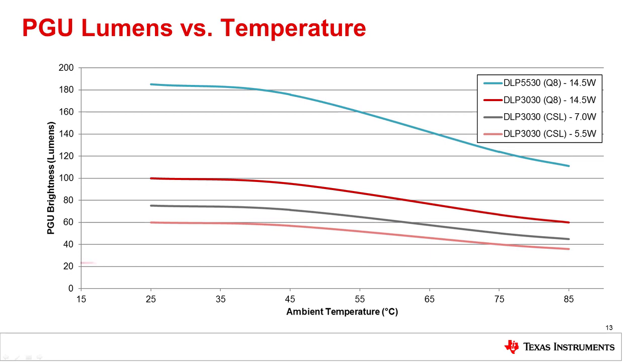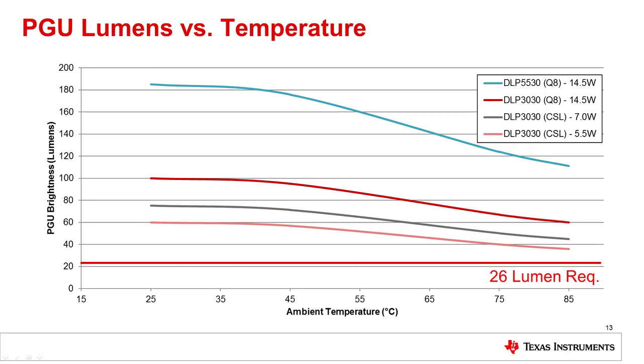The previous example parameters for a small eye box and field of view required 26 lumens out of the projector. We can see that using the DLP3030-Q1 chipset, we can achieve greater than 26 lumens across all temperatures. This chipset will work well in this brightness range and can operate in the lowest power mode, using only approximately 5.5 watts of electrical power.